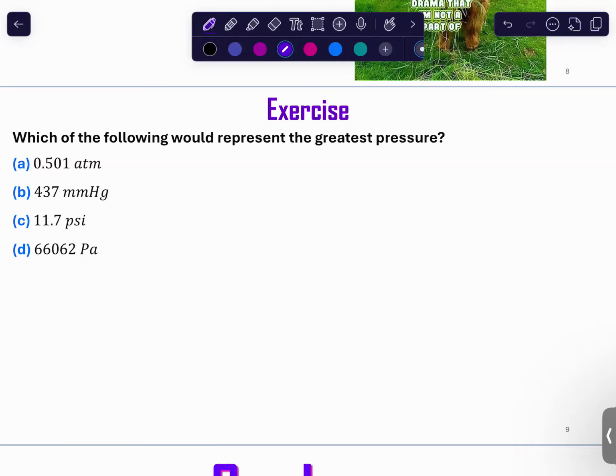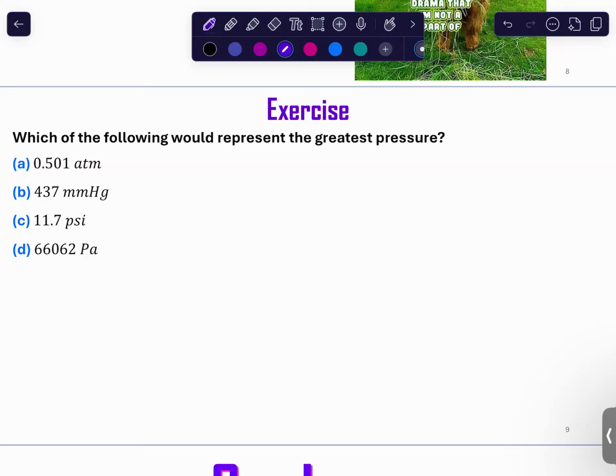PSI. It is the PSI. How do you know? 7.1 atmospheres, and 11.7 is like 80 or something, and then 0.5 is less than. Now, I'll tell you the technique I use. I just take these and translate them all to the same unit, see which one's biggest.